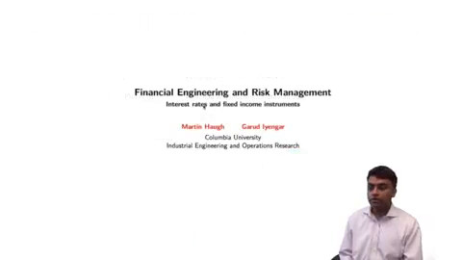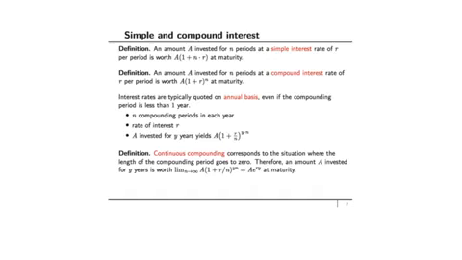In this module, we are going to introduce you to interest rates, present values, and how present values are implied by the no arbitrage principles, and also introduce you to the idea of fixed income instruments. An amount A invested for n periods at simple interest rate of R per period is going to be worth A times (1 plus nR) at maturity.